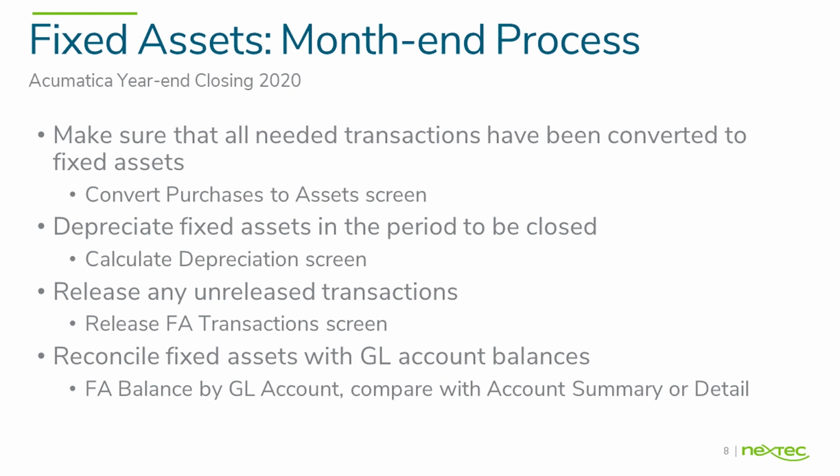Next, we're going to calculate depreciation, and that's going to be on any of these new assets, as well as any of the historical ones that may not have been depreciated for this period. Lastly, we're really going to go through and release those transactions, and we'll see how they affect our FA balance by GL account and compare that to our account detail one more time, just to make sure everything is tying out in the system before we go and close everything else.